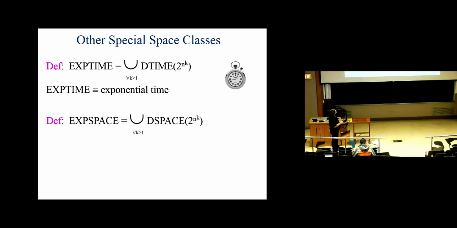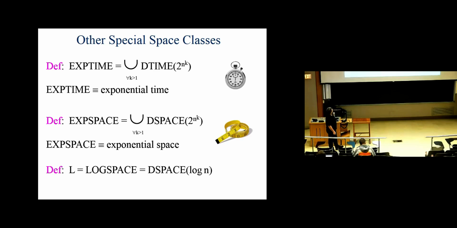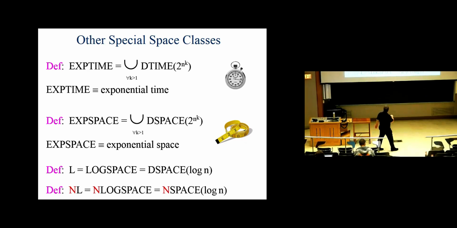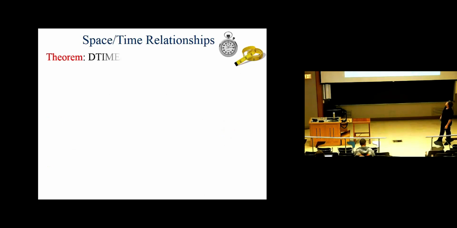And of course you have exponential space, which is the analog of the time definition, except for space classes. And we can also define logarithmic space as the deterministic space log n, and we give that a little shorthand name of L, logarithmic space, or log space sometimes, used interchangeably. So these are a bunch of definitions, and of course you have your non-deterministic analog for logarithmic space. That's just NL, or non-deterministic logarithmic space. Again, the N signifies non-determinism, color-coded consistently with the previous slides.